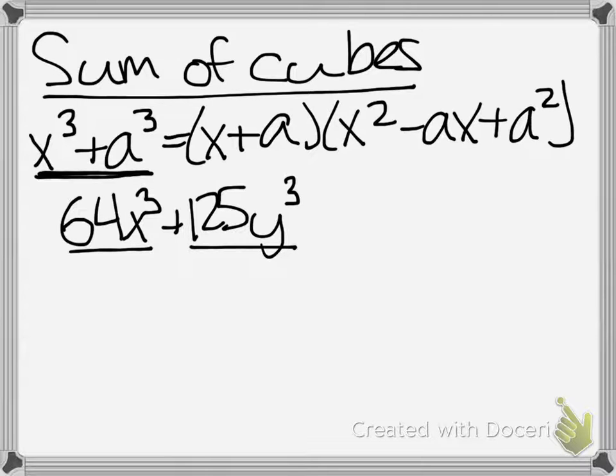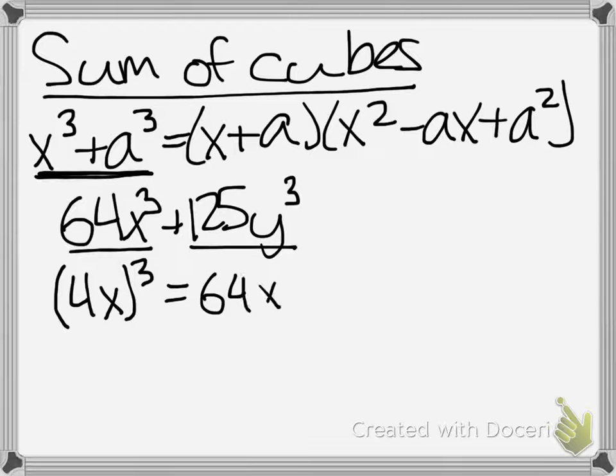So I can think to myself, what number do I cube and get 64? So what number to the third power is 64? Well, maybe I'll think 4. 4 cubed? Yeah, that's 64. So I know that 4x cubed is 64x cubed. I determined that 4 cubed was 64, and then I just used my rules of exponents to pull the cubed out to the outside.